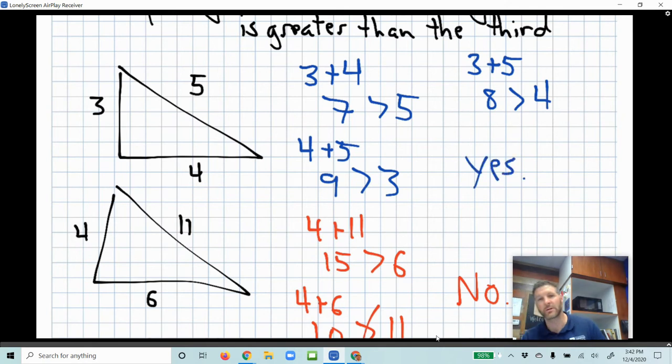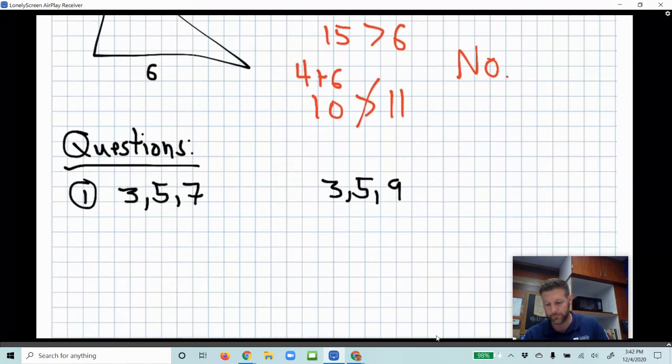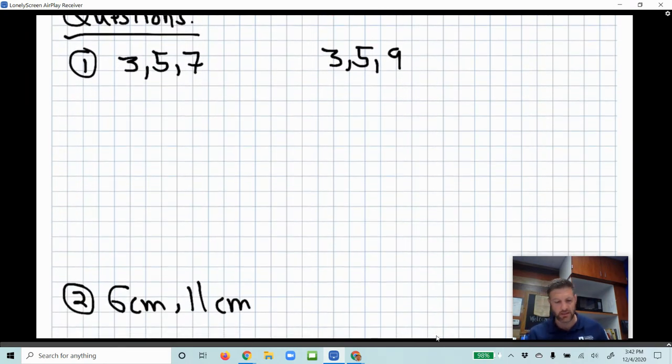So again, the sum of any two sides of a triangle, any kind of triangle, not just right triangles or any particular type, must be greater than the third side. So let's take a look at some of the questions from the book. Number 1 says, what we were just talking about: could a triangle have side lengths 3, 5, and 7? Well, let's just run through the various scenarios and see.